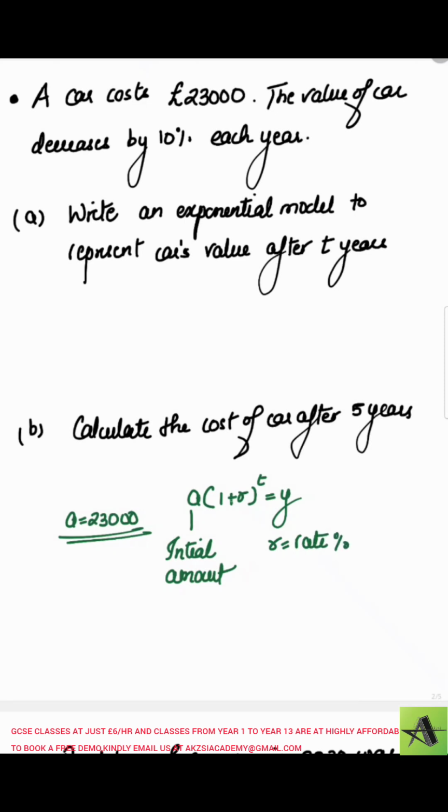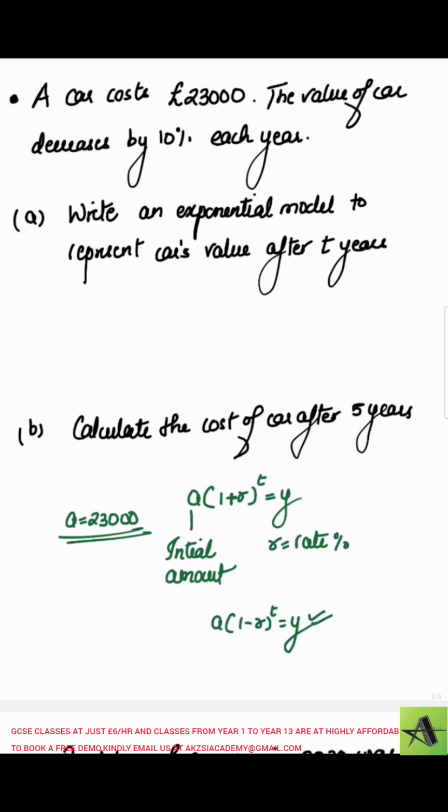Because I'm using a plus sign, it means it's increasing, and if I'm using a minus sign, a times (1 minus r) to the power of t equals y, that means it's decreasing. It's obvious. If something is increasing constantly, you will be using plus, whereas if something is decreasing constantly, we'll be using minus. So in this question it says the value of the car decreases by 10% each year. That means we have to use minus. This formula will be used. The formulas are exactly the same, only the sign is different.